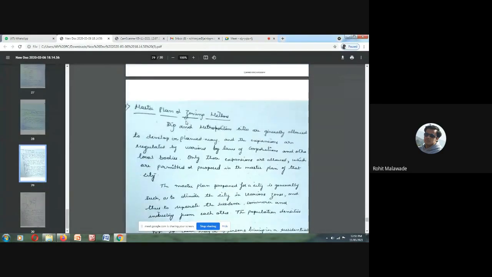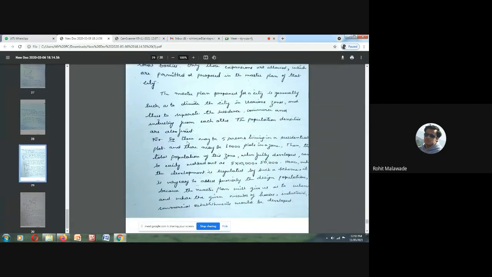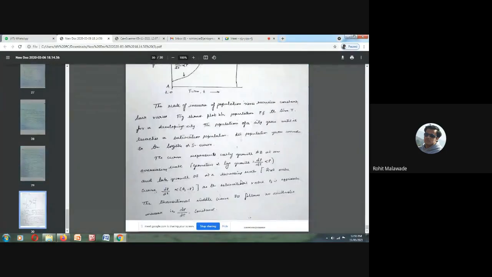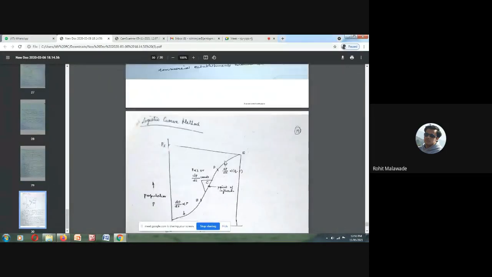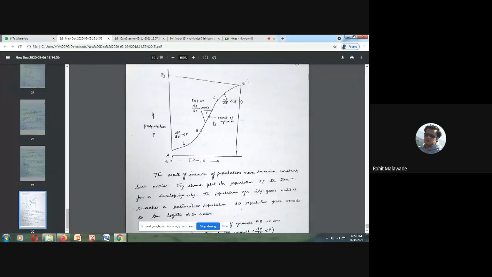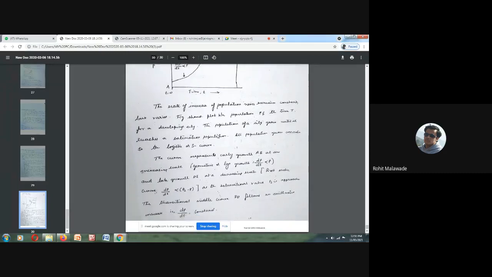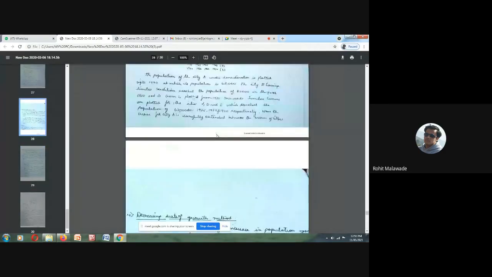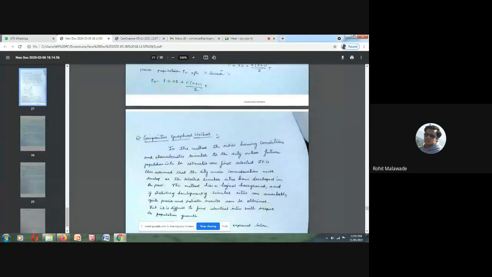Here we are going to calculate the population of a city by the master plan method or the zoning method. Here we are going to divide the population into the different zones, and then we will be calculating the method. So this is what your logistic curve method is. This is what we have explained just now by the logistic curve method. So this is how the different methods are going to help you in order to determine the population.